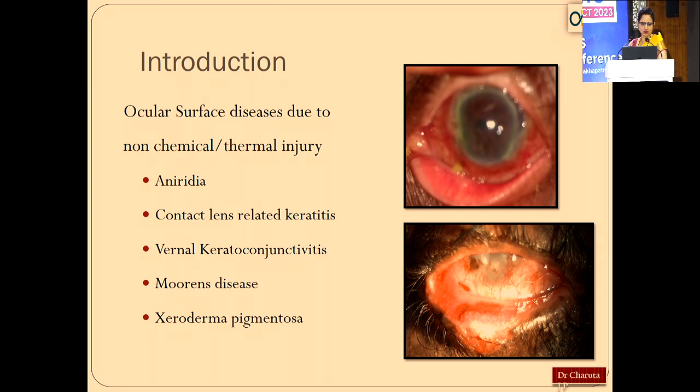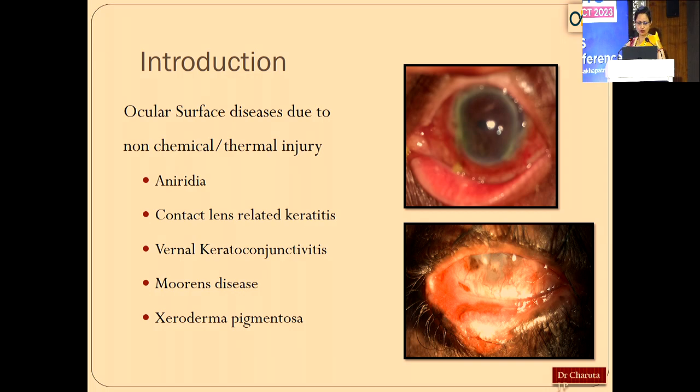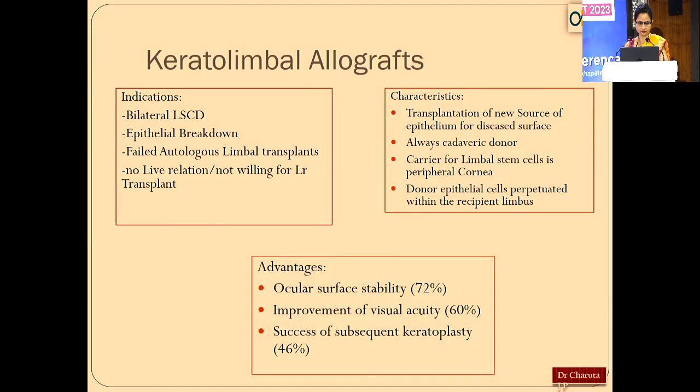In my practice, apart from chemical and thermal injury, I very rarely see aniridia or contact lens related keratitis induced limbal stem cell deficiency. More often, I see vernal keratoconjunctivitis, severe cases of Mooren's disease, and also xeroderma pigmentosum practically destroying the limbus in both eyes. The layer of epithelial cells at the limbus is constantly undergoing a cycle of regeneration, and this is being done by the stem cells which are present at the limbus.